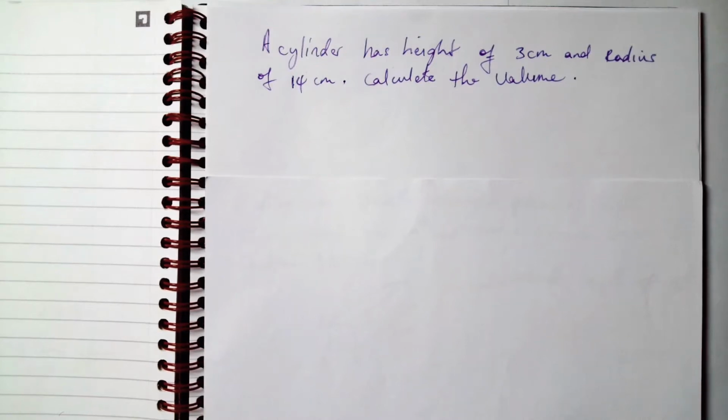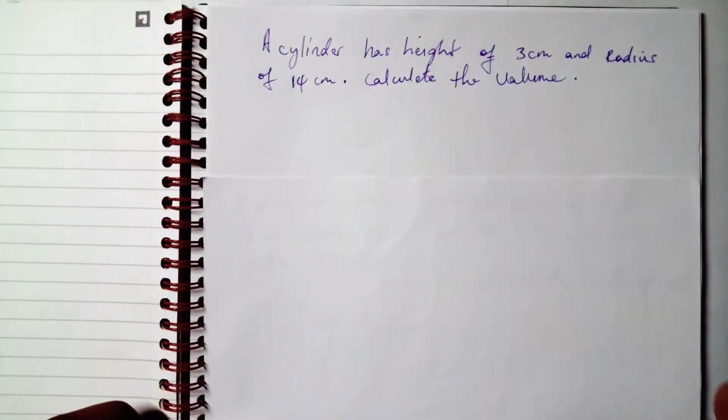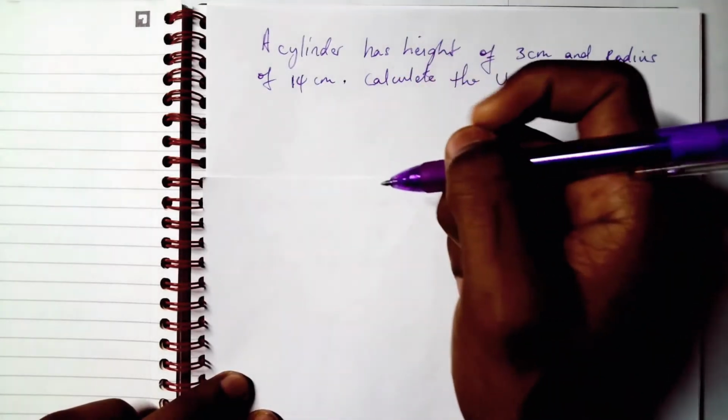Alright, so here we have some worded questions. Let's begin. A cylinder has height of 3 centimeters and the radius of 14 centimeters. Calculate the volume.